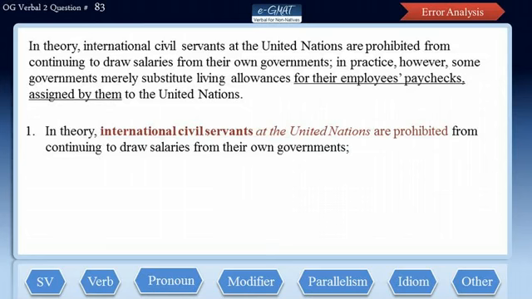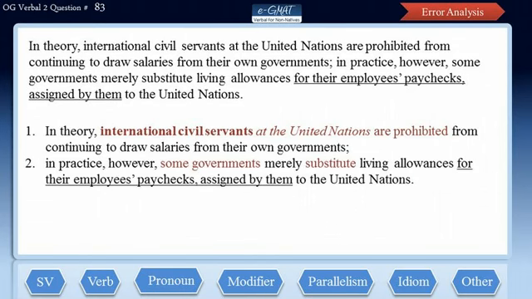After semicolon, we have another independent clause that reads, in practice, however, some governments merely substitute living allowances for their employees' paychecks assigned by them to the United Nations. Here, some governments is the subject and substitute is the verb. Modifier assigned by them seems to modify paychecks. The sentence seems to say that the paychecks are assigned to the United Nations.